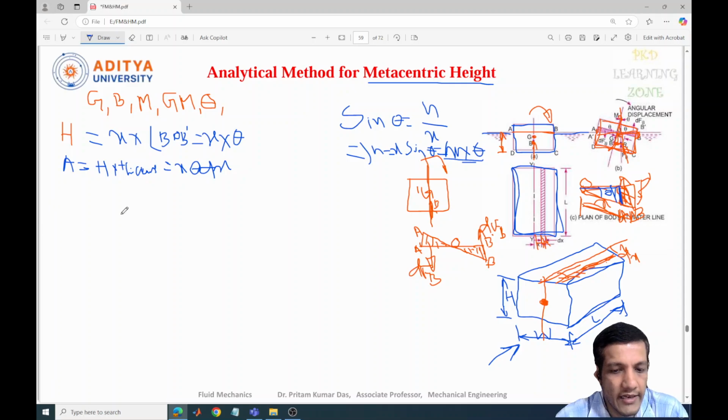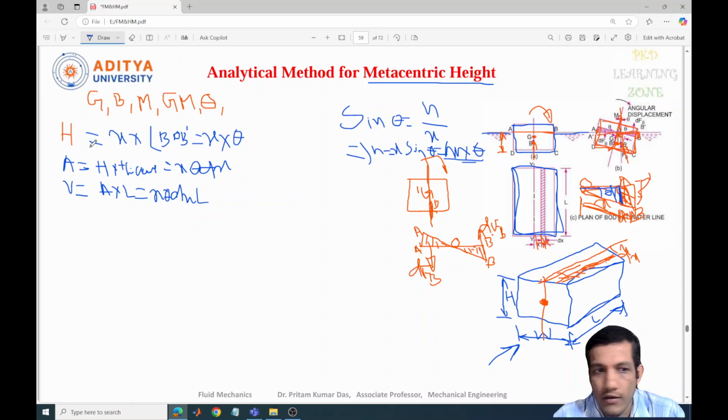This is the area. Now we know that the length of this object is L, so we'll go for calculating the volume of this object. So volume we can write, we know that area into the length of this object. So area already we got, x theta dx, and length is L. Now this is the volume of this object. So next we are calculating all these things for the strip only.